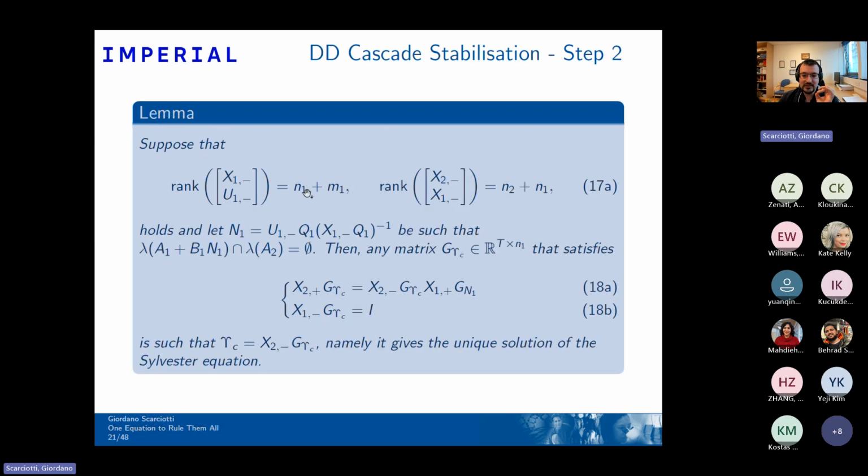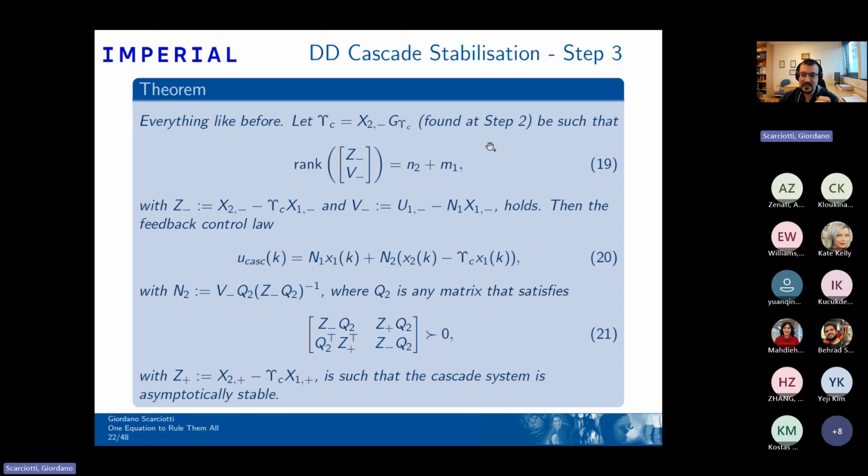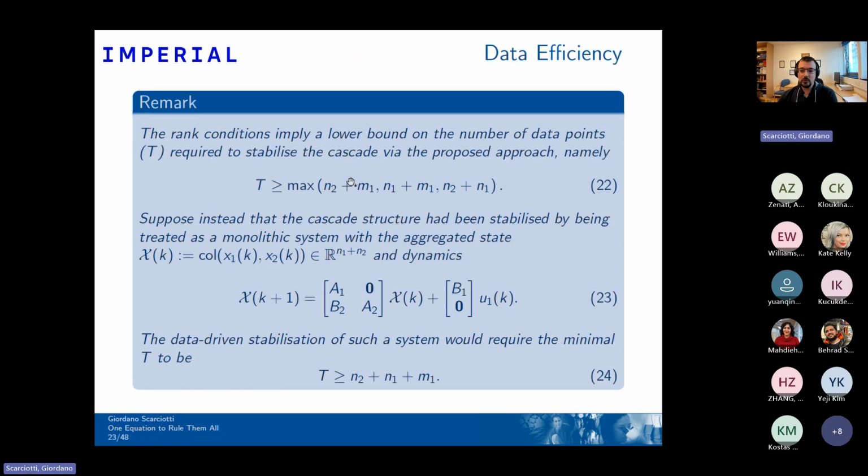Now, in terms of amount of samples that we need to collect, the amount of samples is going to be at least this amount, or this amount, or this amount, because otherwise you cannot fulfill the rank condition. So this shows that if you use the forwarding method, the minimum amount of time is actually at least the maximum between these three numbers, which are in general less than this number here. Now, for two systems in cascade, this difference is little. For instance, if N1, N2, and M1 are all equal to N, then this is 3N, and this is 2N. So the saving is little.